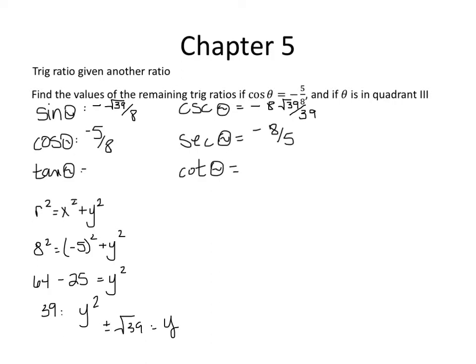Tangent is y over x. So tangent, being in quadrant 3, is positive. So that gives us 5 root 39 over 39. And cotangent is simply its reciprocal, positive square root of 39 over 5.